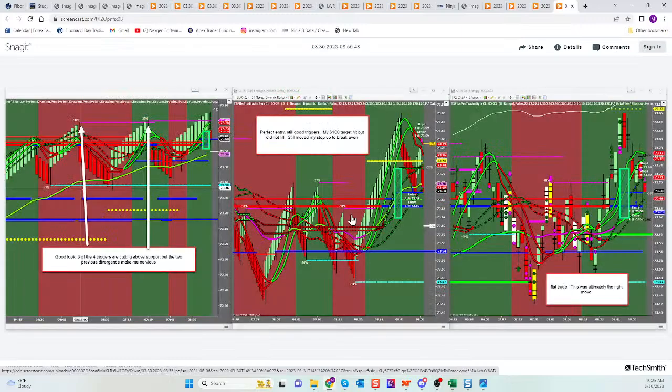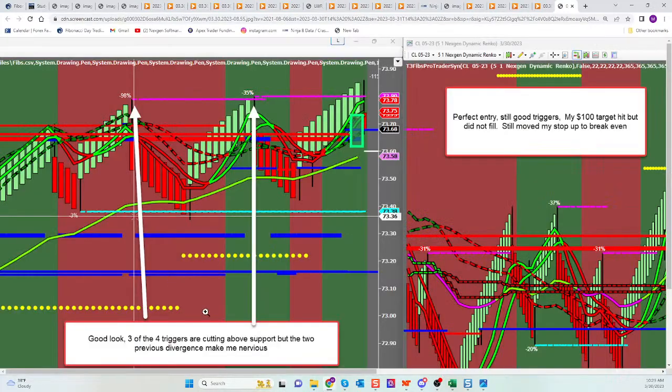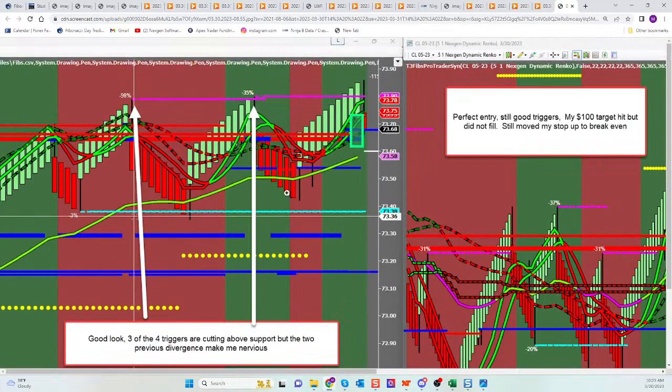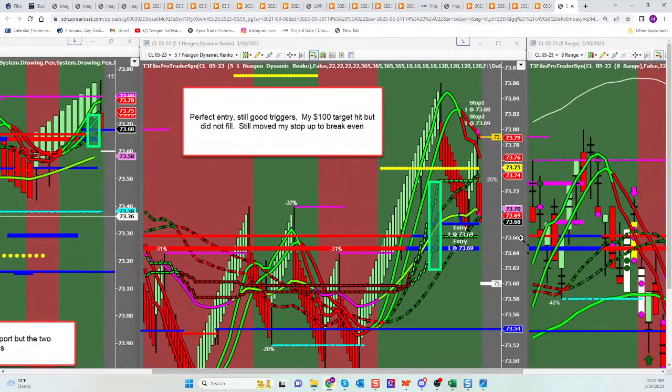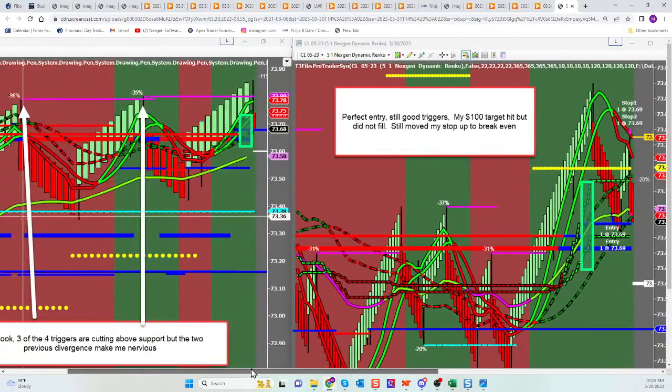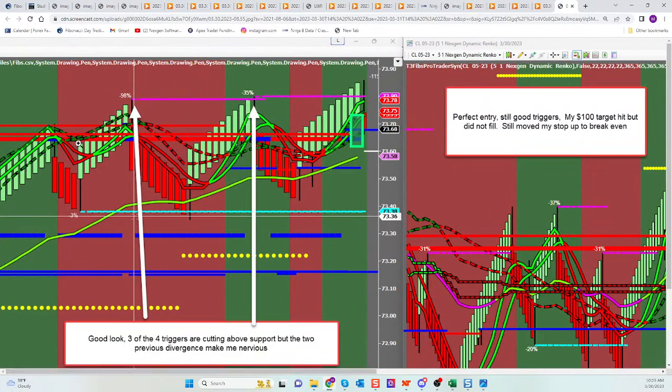Great chart read, right? Good look, 3 or 4 triggers. 3 of the 4 triggers are cutting above support. The 2 previous divergences make you nervous. Perfect entry. Got the $100. Break even. Oh, it just didn't fill. Yeah, and what you have here, Adam, we talked about it this morning too. It's just a range-bound market, isn't it?